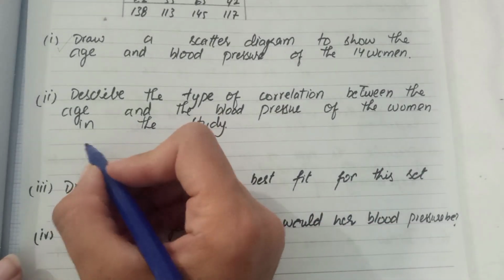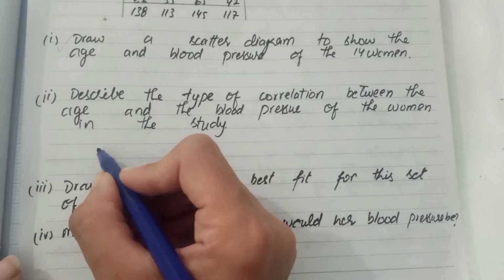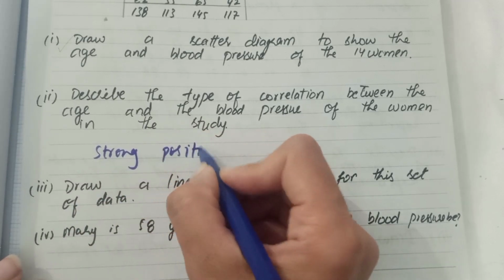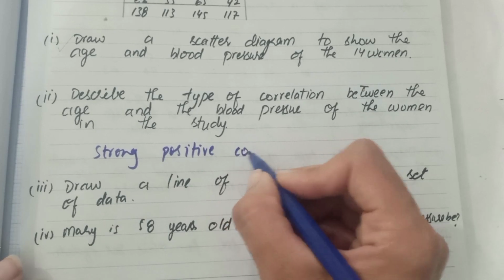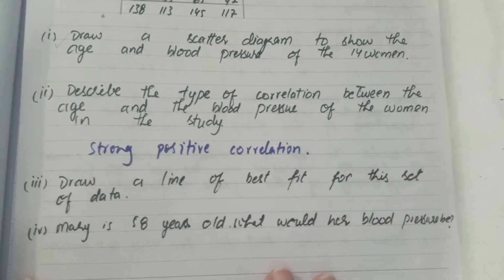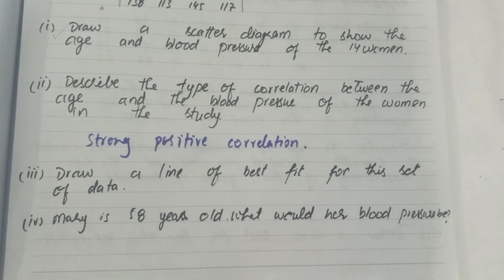So we write there strong positive correlation. Now students, part number 3, draw a line of best fit for the set of data.